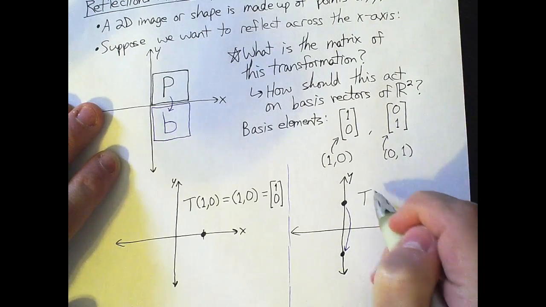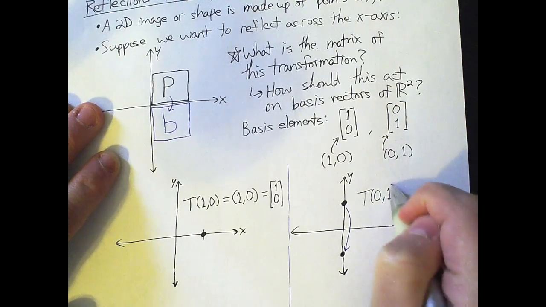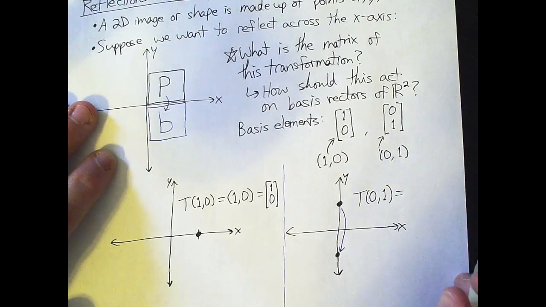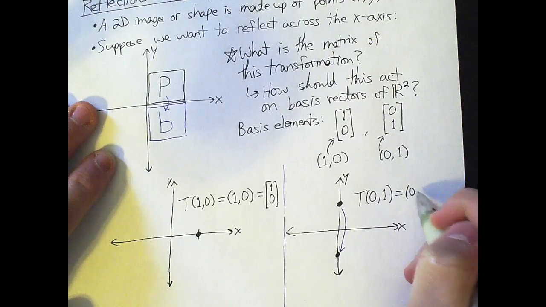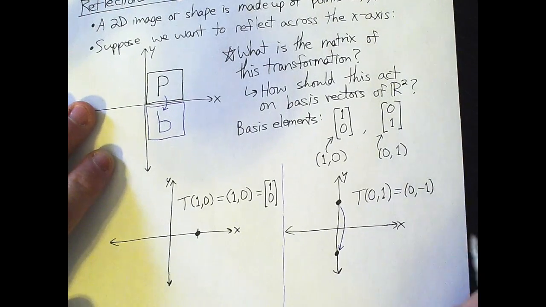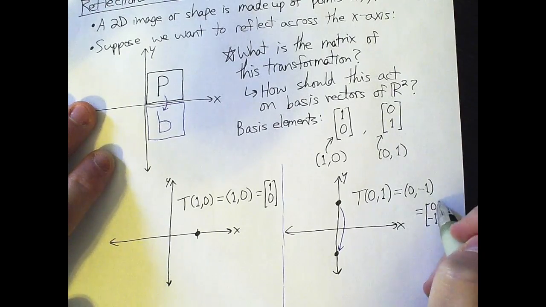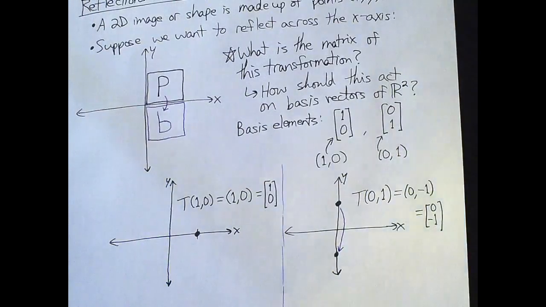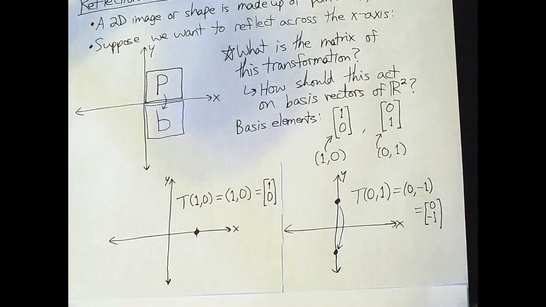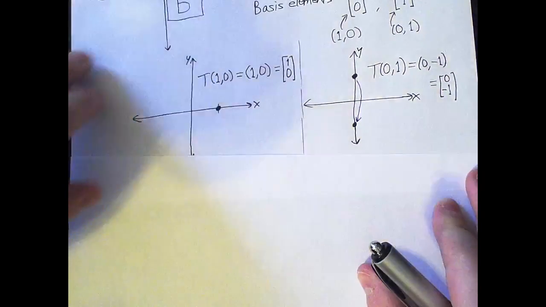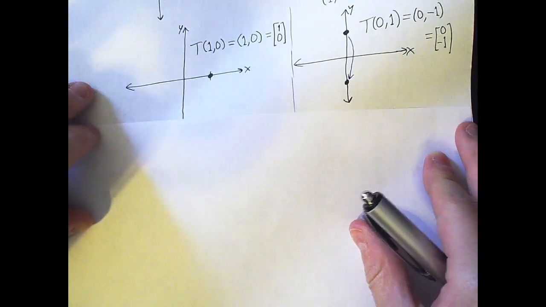So T of (0, 1), this one actually does move. When it gets reflected, it becomes (0, -1). Or writing it as a column vector, 0, negative 1. So we've seen how this transformation should map the basis elements, or the columns of the identity. So we know what the matrix A is.